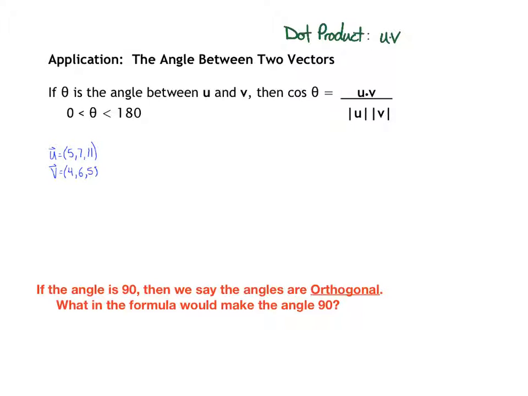u dot v equals the magnitude of u times the magnitude of v times the cosine of the angle between them. All they did was multiply both sides of the equation by the magnitude of u and the magnitude of v. So the challenge is that they call this the formula for dot product.